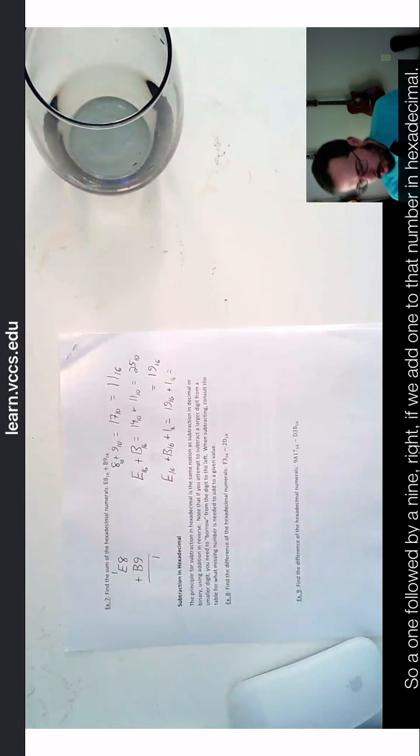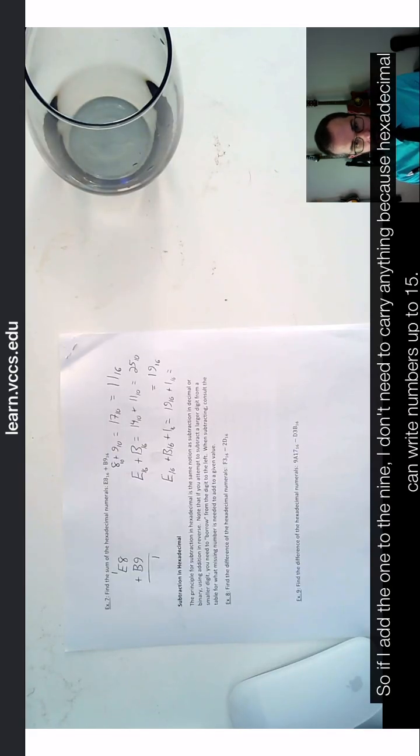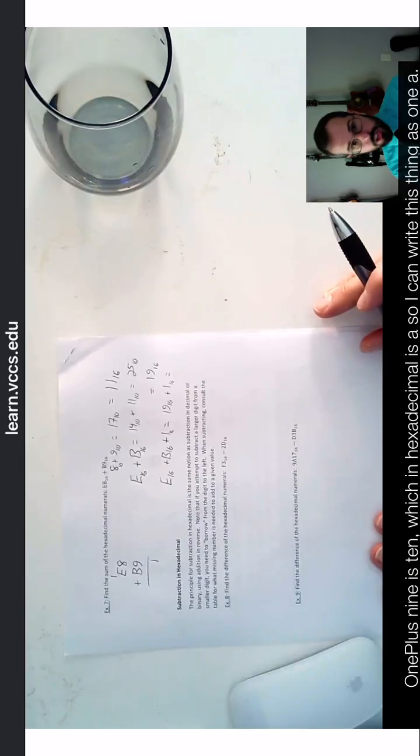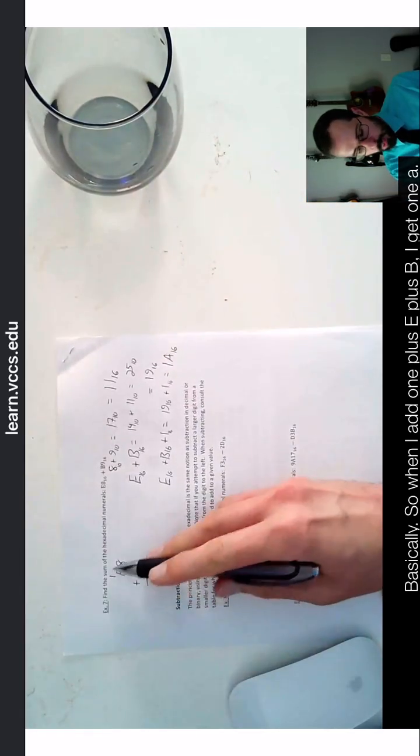If you want to write the 1 in the subscript, you can do that as well. So a 1 followed by a 9. If we add 1 to that, remember, in hexadecimal, if I add the 1 to the 9, I don't need to carry anything because hexadecimal can write numbers up to 15. 9 plus 1 is 10, which in hexadecimal is A. So I can write this as 1A, base 16. So when I add 1 plus E plus B, I get 1A.